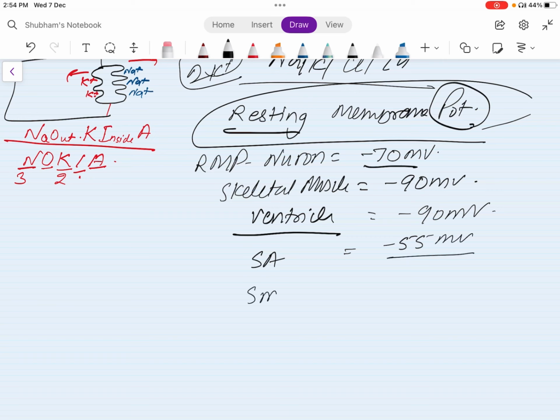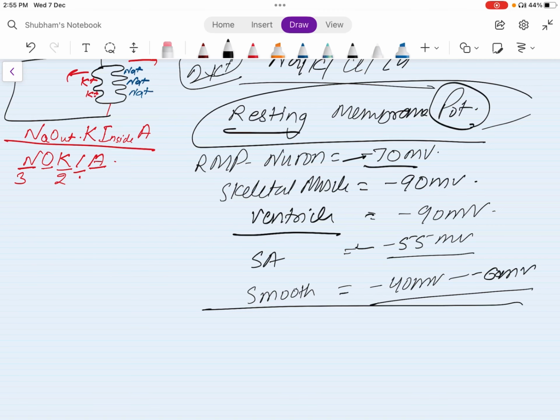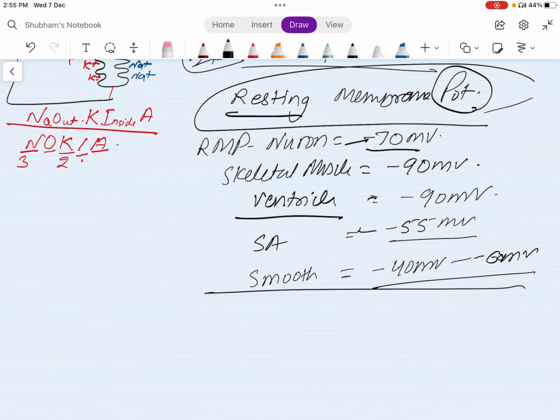And for smooth muscle, it varies from minus 40 millivolt to minus 60 millivolt. It is somewhat in between neuron and smooth muscle values. So each kind of muscle has a different kind of resting membrane potential.